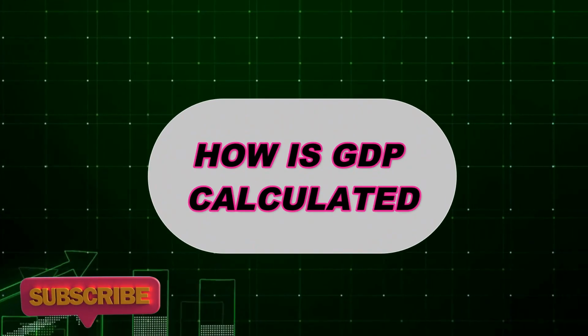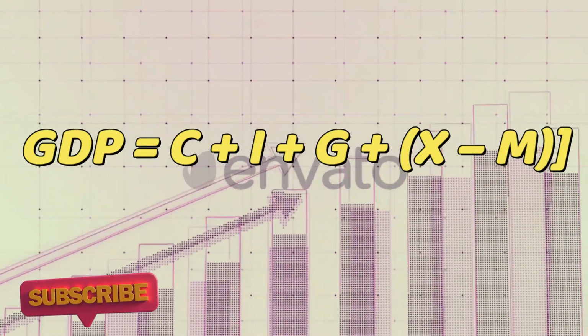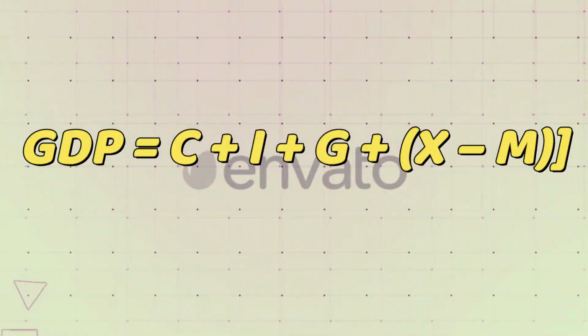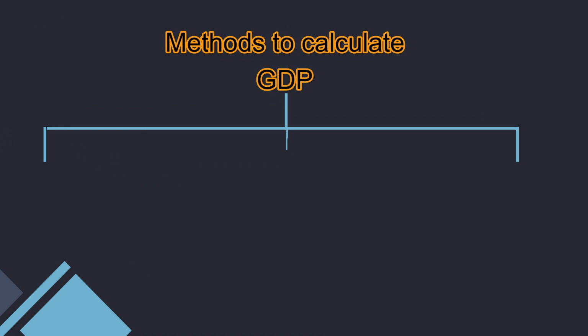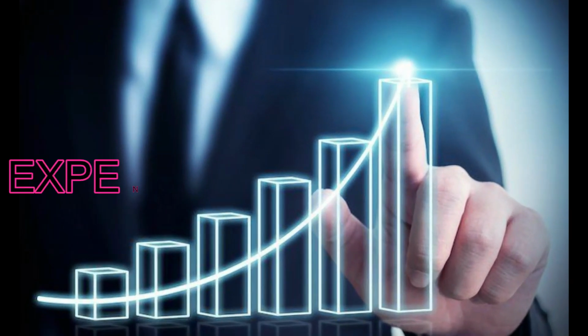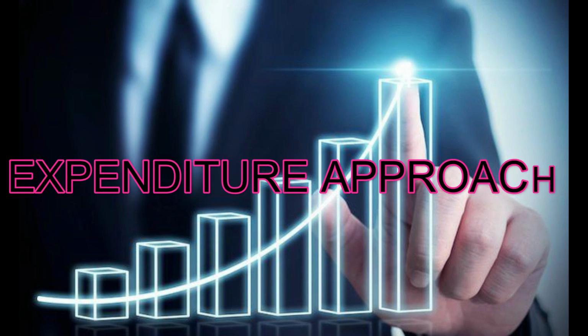How is GDP calculated? GDP is equal to C plus I plus G plus X minus M. There are three main methods to calculate GDP: the expenditure approach, the income approach, and the production approach. Let's focus on the expenditure approach, which is the most common.